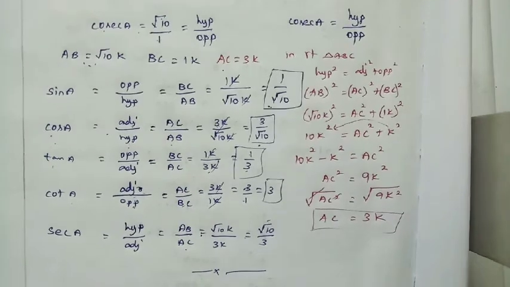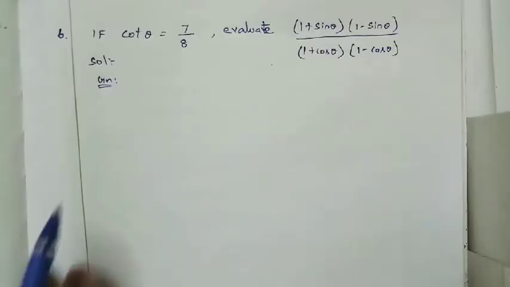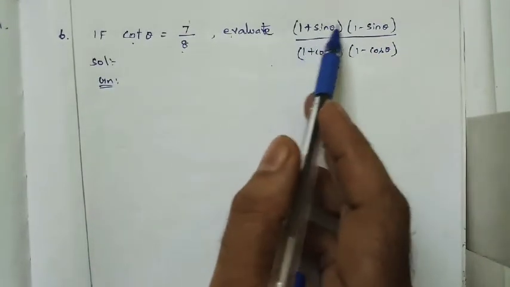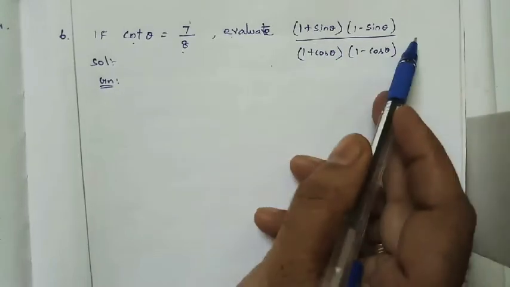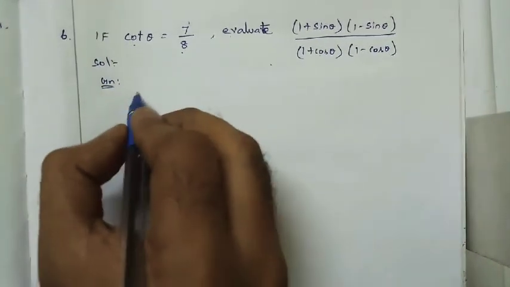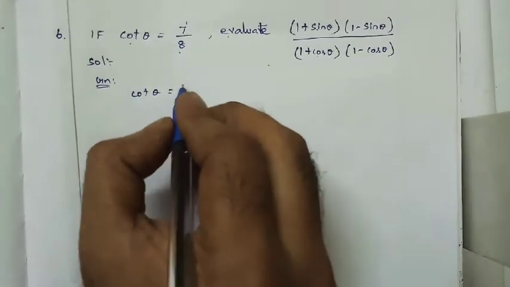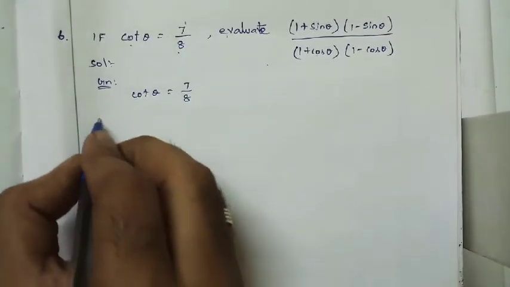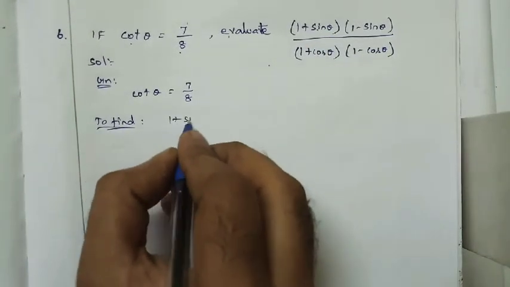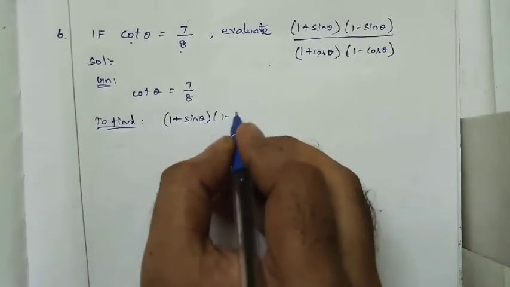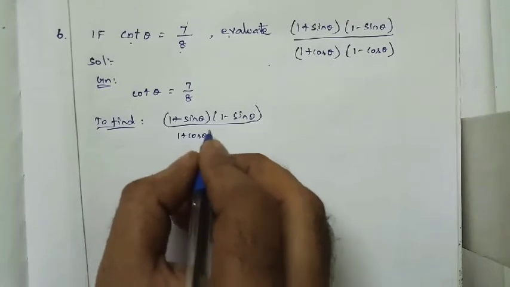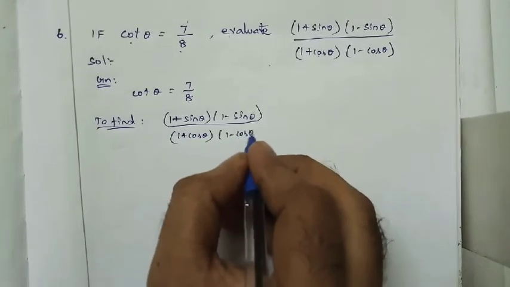Understood? Still one more sum alone. Sum number 6. If cot theta is equal to 7 by 8, evaluate (1 plus sin theta)(1 minus sin theta) divided by (1 plus cos theta)(1 minus cos theta), right? So what is the given? Cot theta is equal to 7 divided by 8. To find, we want to find the value of (1 plus sin theta)(1 minus sin theta) divided by (1 plus cos theta)(1 minus cos theta), right?